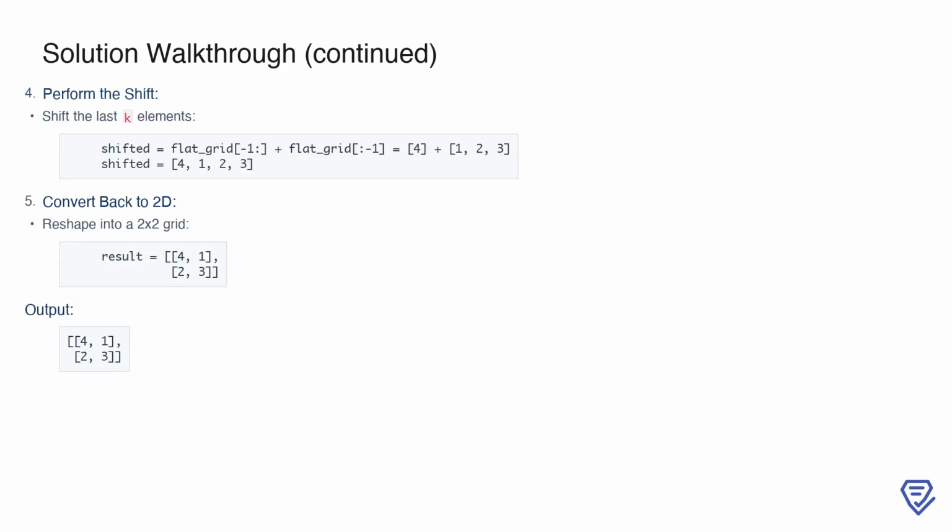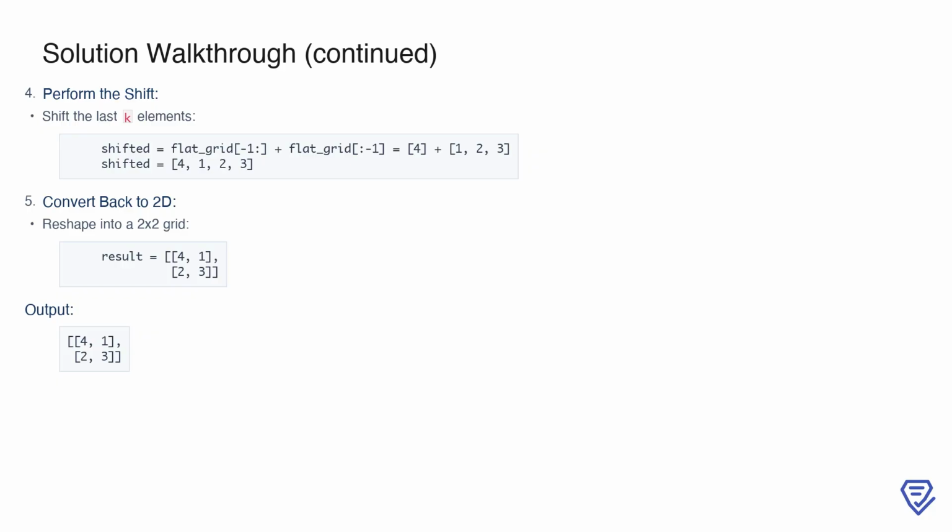The shifting step begins by separating the last k elements and moving them to the start of the array. Since k equals 1, we take the last element, 4, and place it at the beginning. This gives us the shifted array 4, 1, 2, 3.